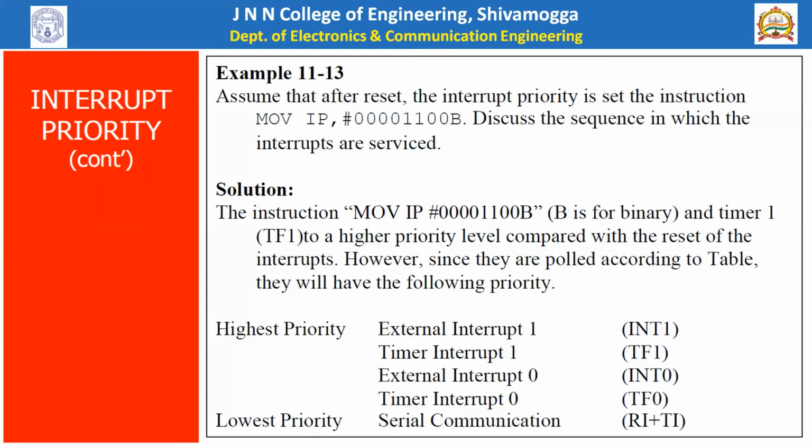Why has external interrupt 1 come highest? Because in the IP register, you have made those two interrupts the highest priority. Among them, which is the highest priority? Interrupt 1. Then timer interrupt 1. Then interrupt 0. Then timer interrupt 0. Then serial communication. So such problems would be asked in the examination.